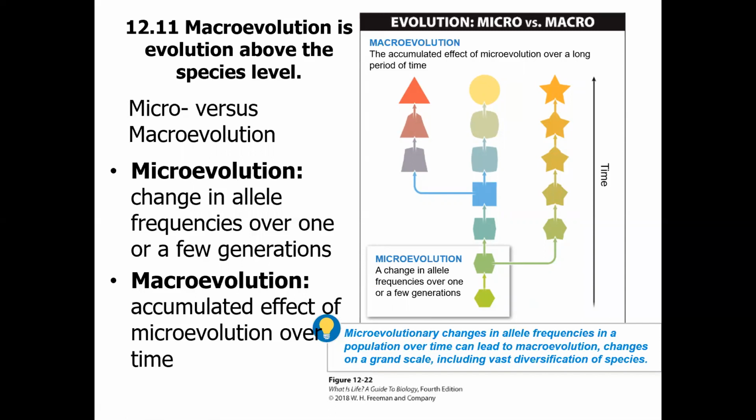So the inheriting of the recessive allele, inheriting the dominant allele, some kind of change from parent to offspring, that's microevolution. Shown here in this diagram, we have moving from one generation to another. That's just a small change. Macroevolution is the accumulated effect of a lot of microevolutions over time. So when we talk about macroevolution, we're talking about the large evolutionary scale, which can lead to new species, adaptive radiation, so on and so forth. So macroevolution is lots of microevolutionary changes over time.